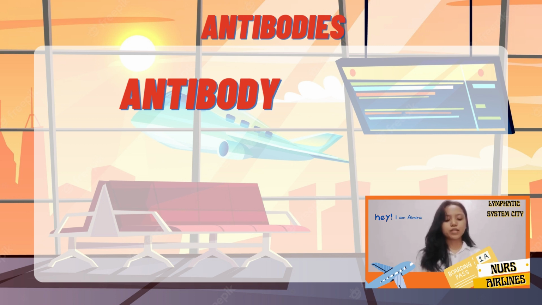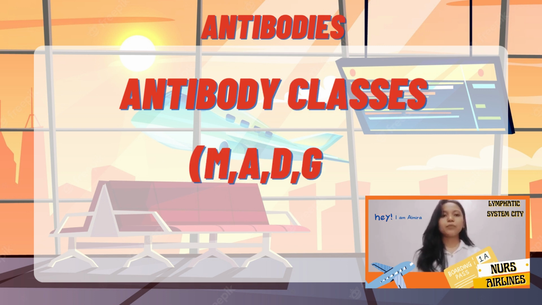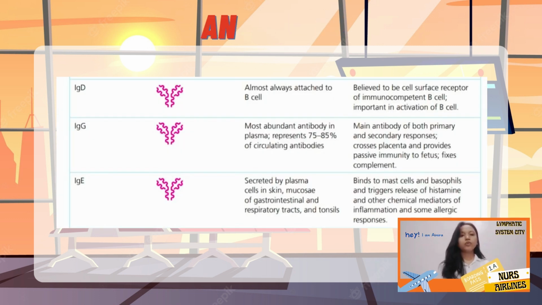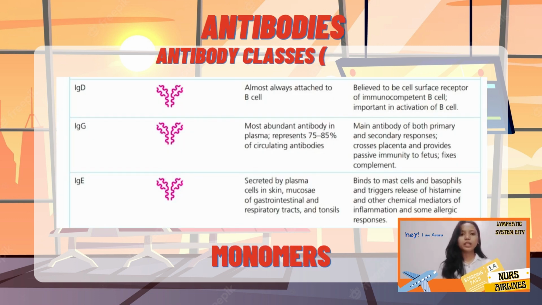Moving on, as I have said, it has 5 classes abbreviated into the MADGE acronym. If you'll notice, immunoglobulins D, G, and E have the singular basic Y shape and are called monomers, appearing to be similar in structure, but they have different locations and functions.